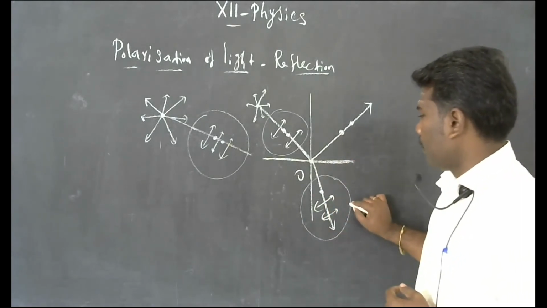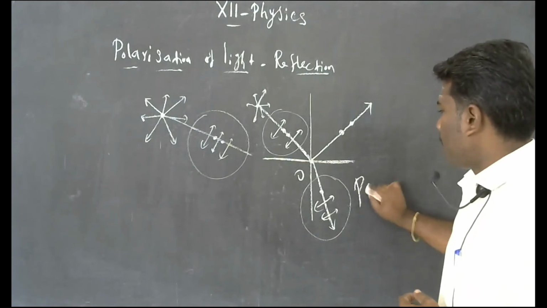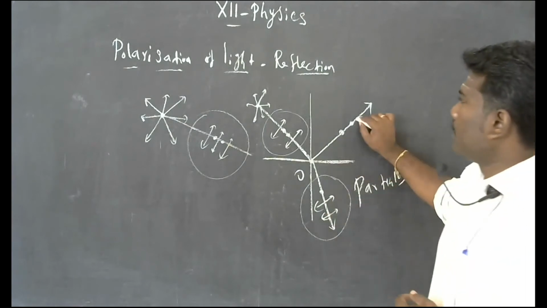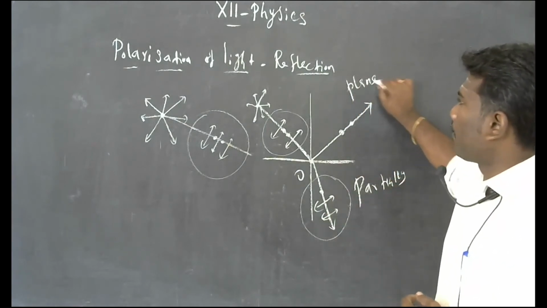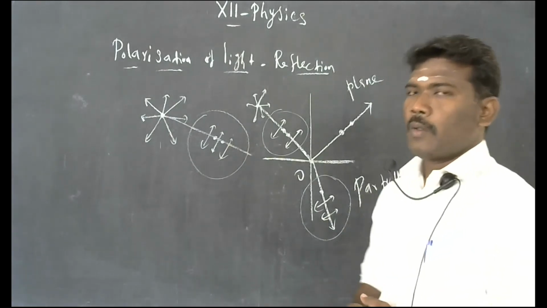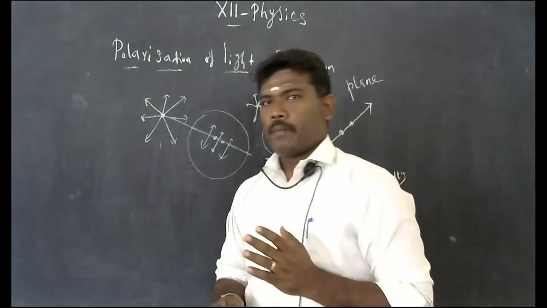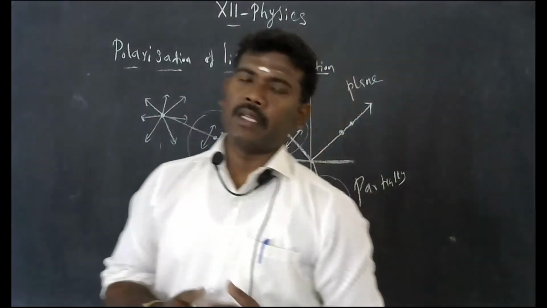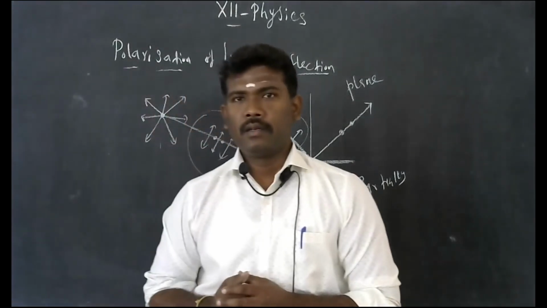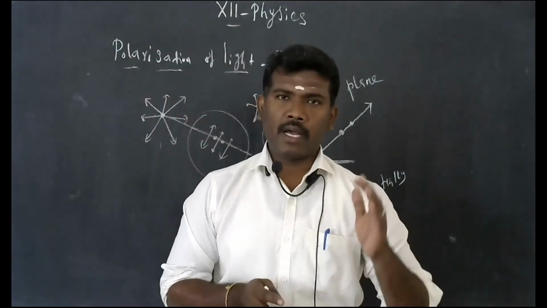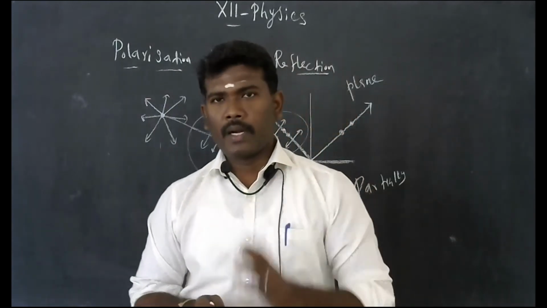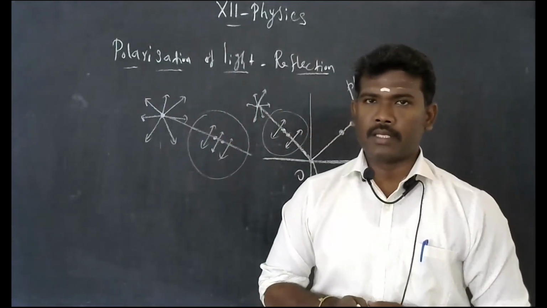So we call the refracted ray partially polarized. This one is completely polarized, or plane polarized light. Okay, so if you get polarized light by using the reflection process, in that reflected light the vibration is parallel to the reflecting surface, and the reflected light is completely polarized.